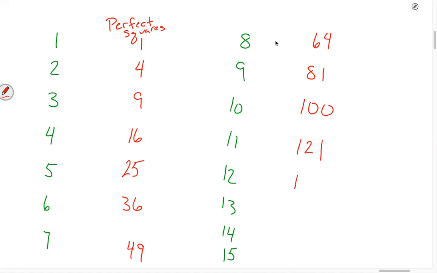12 times 12 is 144. 13 times 13 is 169. 14 times 14 is 196. And 15 times 15 is 225. So these red numbers on my board are perfect squares. Okay, they're perfect squares. That means the green column is the square root. Okay, so do you guys see how they're related and how I get them?